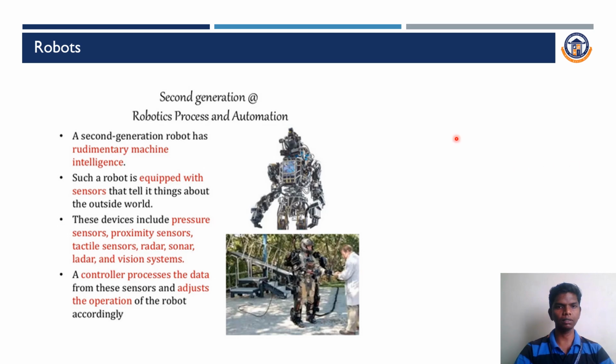The second generation robot is equipped with sensors. The first generation is just programmed and does a limited purpose only. When you look at the second generation, it is equipped with more sensors. More sensors means it performs in a more accurate manner.